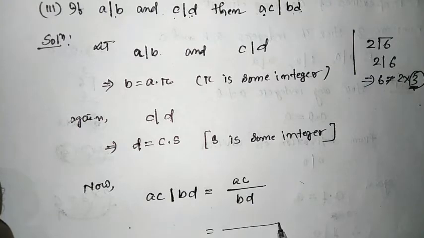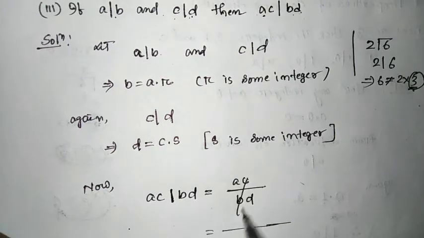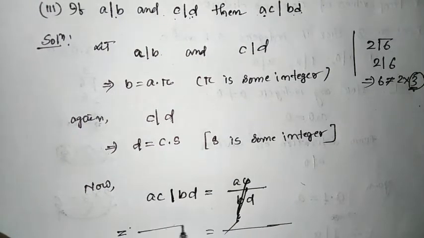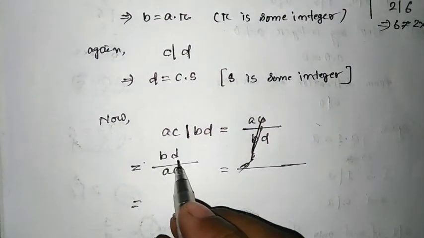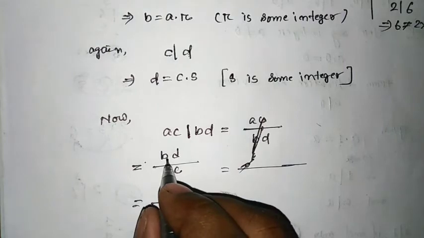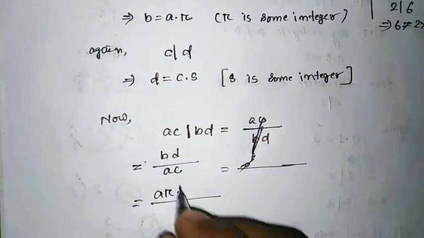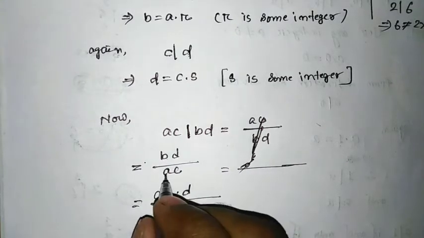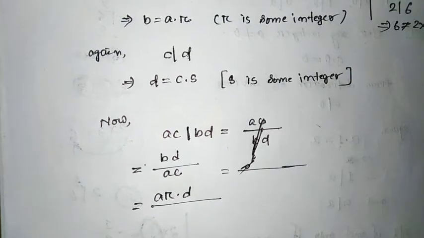This is nothing but, this can be written as what? ac by bd. Since this is a division sign, we can write it in this way also. Sorry, this can be written as bd by ac, since ac is dividing. bd by ac. Now see, we have to prove whether ac is dividing bd or not.